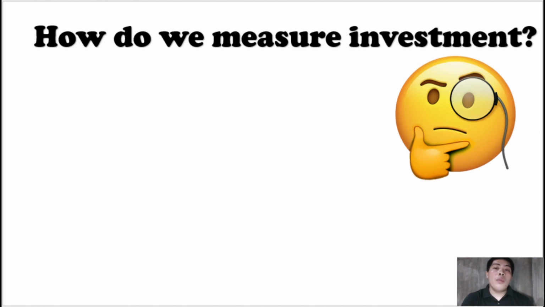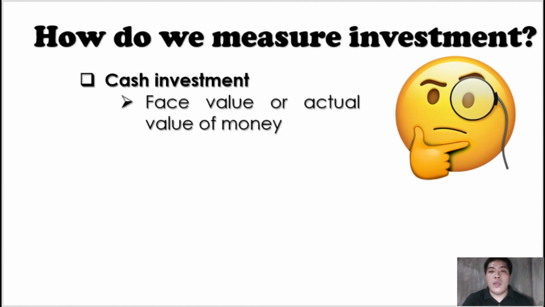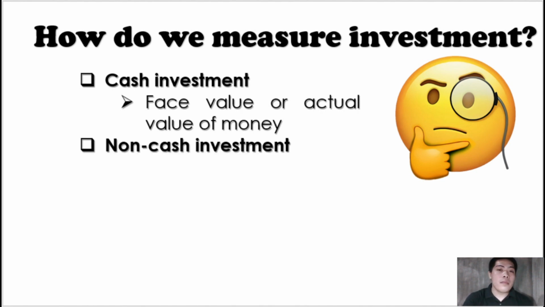So now, how do we measure investment? Ito naman yung tanong. Pinag-usapan na natin kanina kung ano yung pwedeng invest. Now, we answer the question, how do we measure investment? Okay. Kapag cash investment yan, we have to measure it at face value or actual value of money. Anong ibig sabihin yan? Kapag 1 million yung ininvest, 1 million yung halaga ng pera na yan. For example na lang yung 1,000 peso bill, yung perang papel na 1,000. Yung 1,000 na figure na nakalagay dun sa pera, yun yung pinaka-value niya, yung actual value. Yun yung ibig sabihin ng face value. Actual value ng pera. Pag non-cash investment naman, we have agreed value.